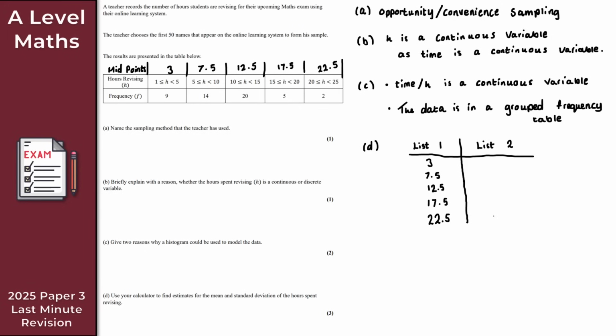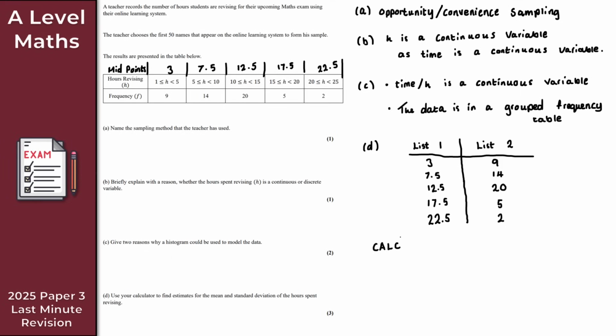And then what do we put in list 2 here? So in list 2 then, what I input here is the frequencies. And please do make sure that these match up respectively here. So for the midpoint of 3, that frequency should be 9. For the midpoint of 7.5, that frequency should be 14, and so on. So I get 9, 14, 20, 5, and 2 here. Okay. So we've inputted the data here. What do we do next? So what I press here is calc. So I press calc here.